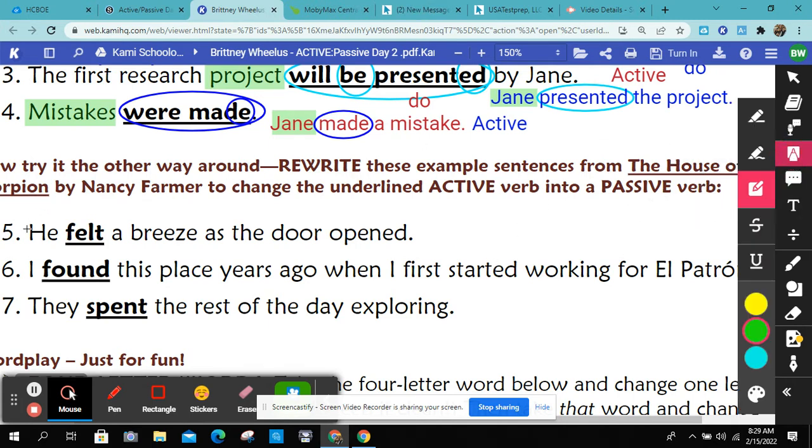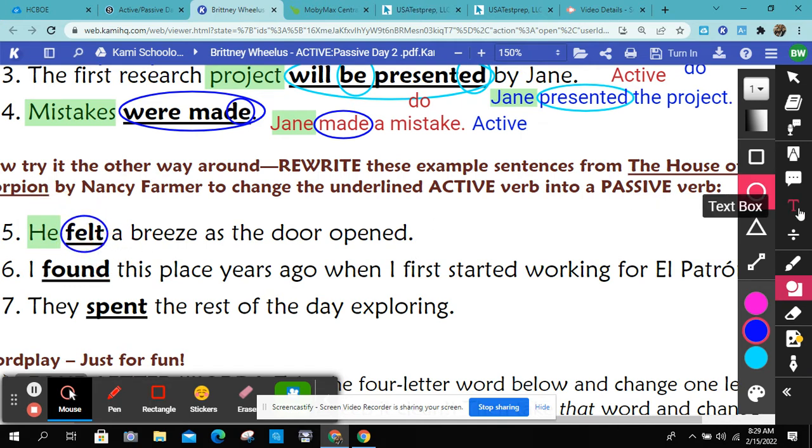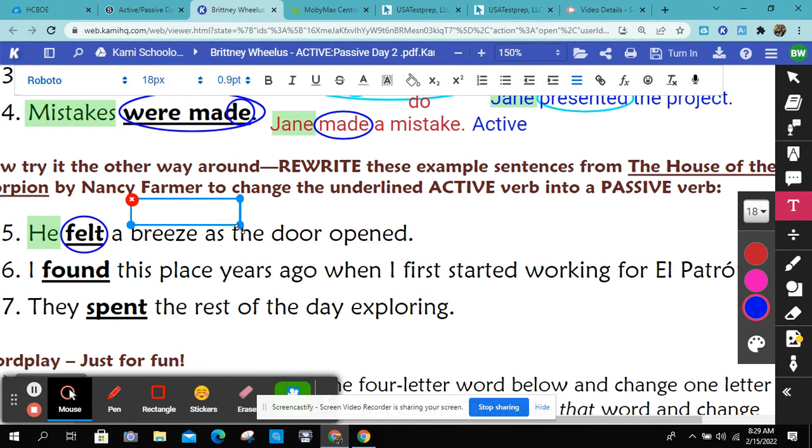So what is the subject of this sentence in number 5? He felt a breeze as the door opened. He, good. What did he do? Felt. Okay, so I'm going to circle my verb. He felt a who or felt a what? A breeze. So breeze would be my what? Yes, direct object. Good. And again, a direct object has to be what part of speech? A noun or a pronoun, okay?